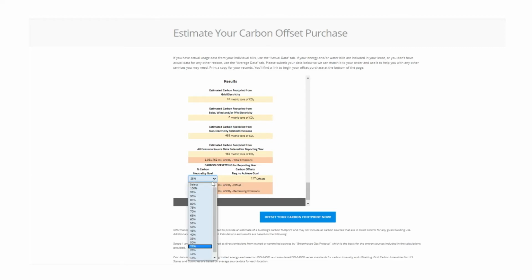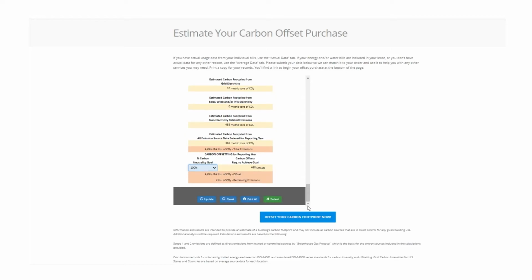In our example, the client decided to go at 100% and selected to purchase roughly 468 carbon offsets from the Entrex carbon market. Now, as you're using this tool, if you want to reset it and analyze another building, you can just hit reset. You can print the existing results to a PDF file or to a printer, and you can also submit them to us for review and analysis and discussion at some point.